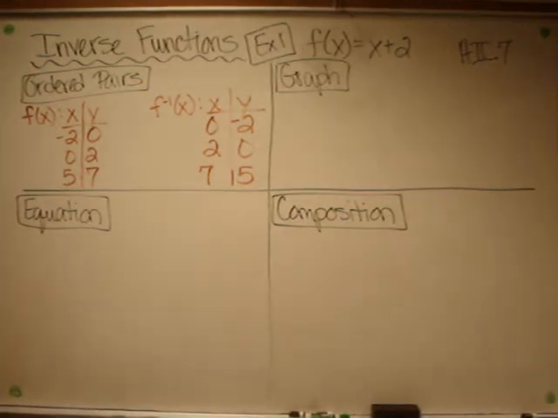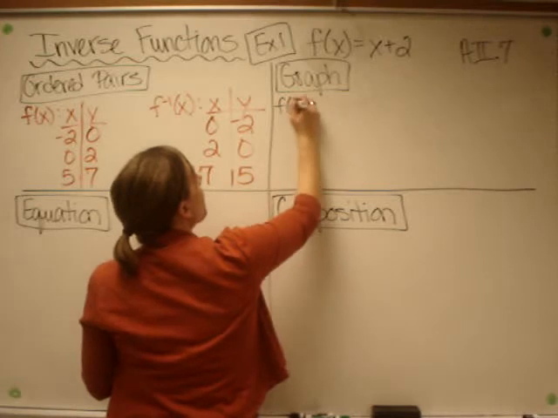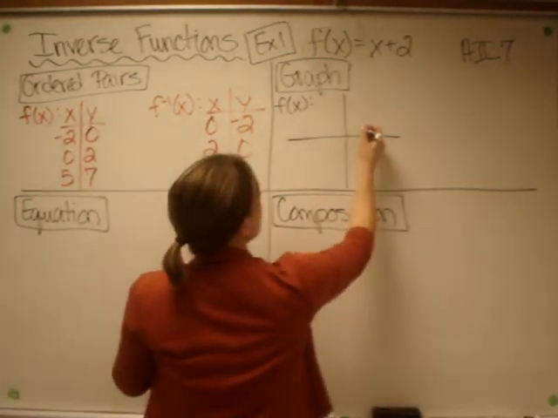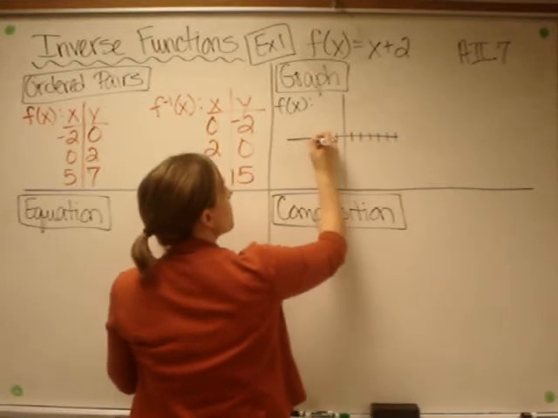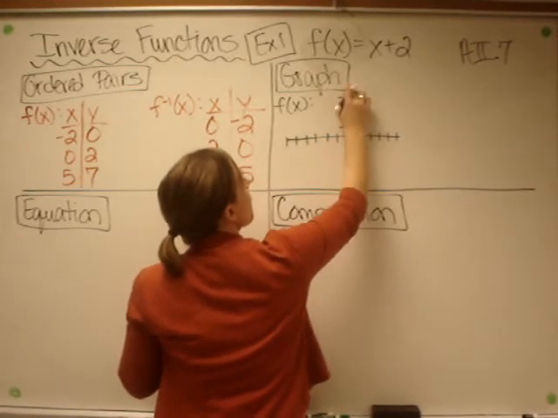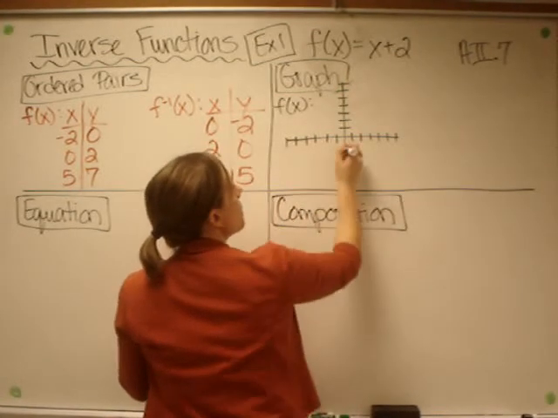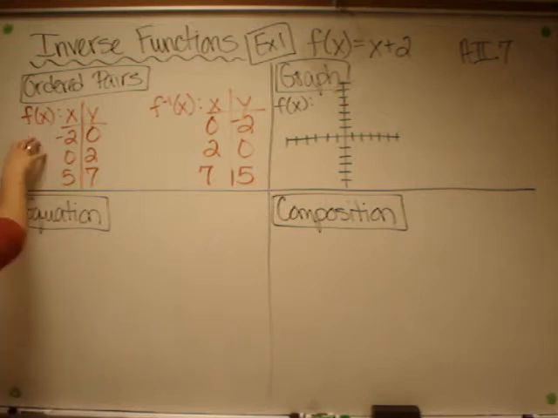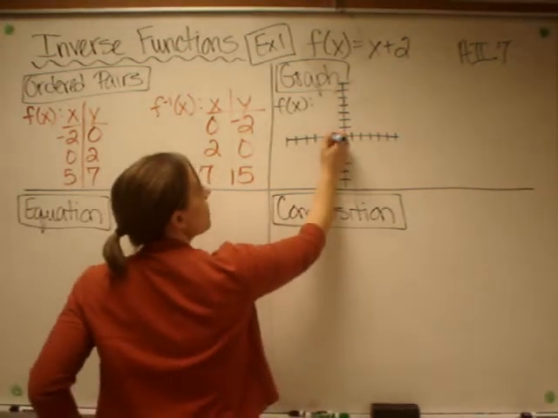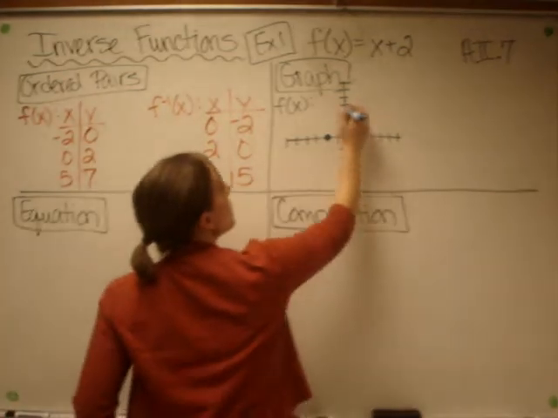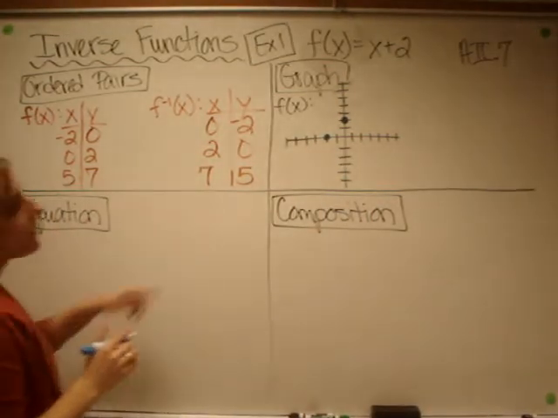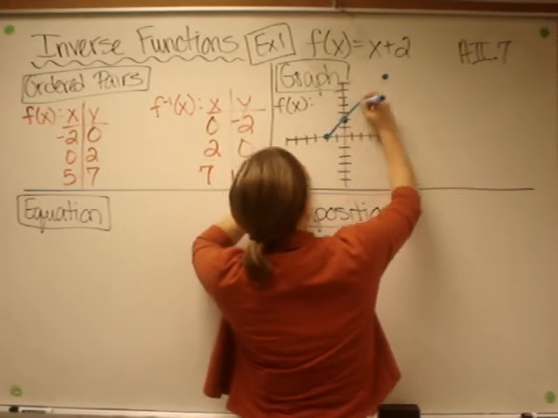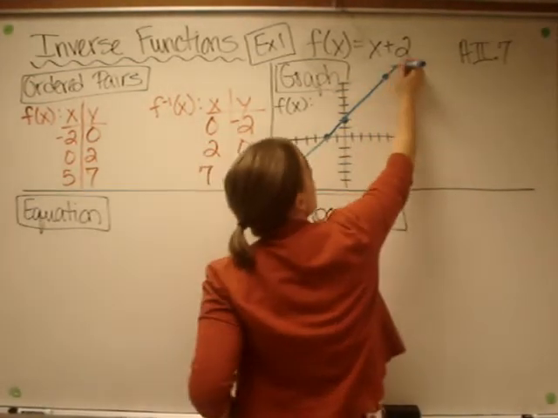So if we go through and graph our first function, let's see if I have enough room. 1, 2, 3, 4, 5, 6. Let's go up just a little bit higher. If I graph these points of the original function, -2, 0 is my x-intercept. 0, 2 is my y-intercept. And then 5, 7 will be up here, 5 over and up 7. So it just makes a straight line. If you were to put it into your calculator, you get that line.